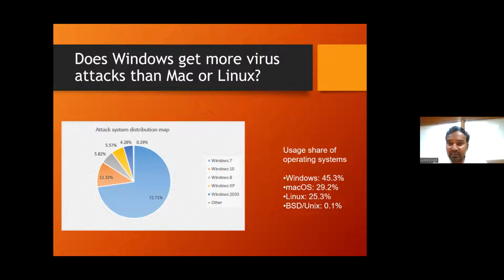So you can see here the usage of operating systems. Windows is like 45% of the market, Mac OS is 30%, Linux is 25%, and so on. Linux is majorly used on the server side.